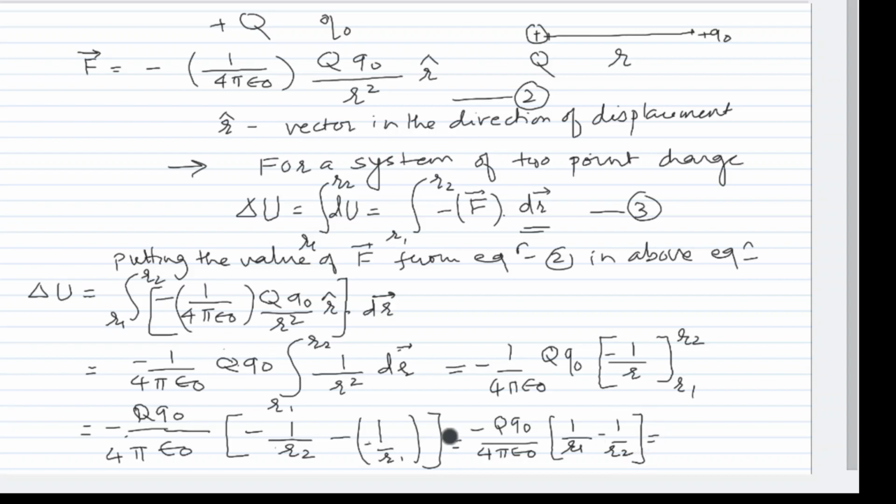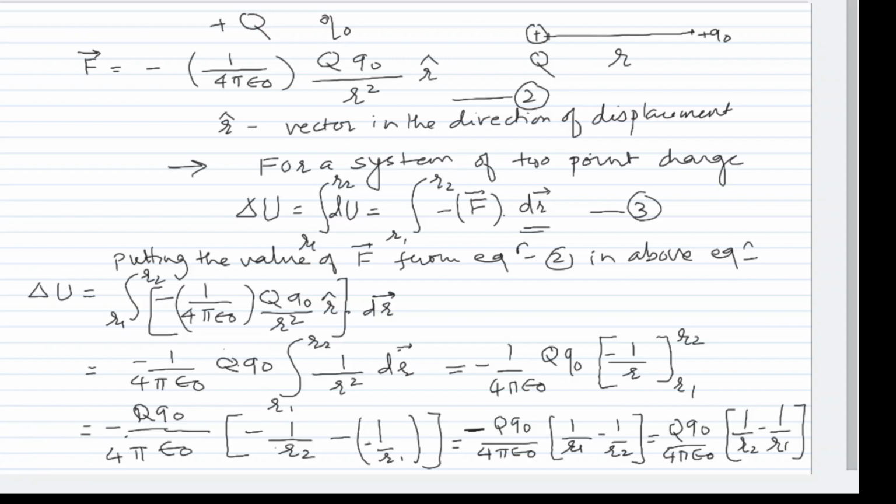Okay, but again this is the minus sign over here, so after multiplying with the minus sign throughout, it will become positive. So here q0 upon 4 pi epsilon 0 in bracket we can write, this will become positive and this will become negative, so 1 upon r2 minus 1 upon r1, and this will be the final equation of delta U.